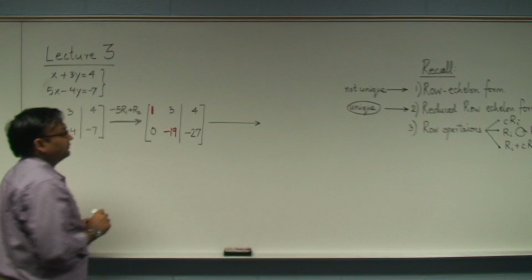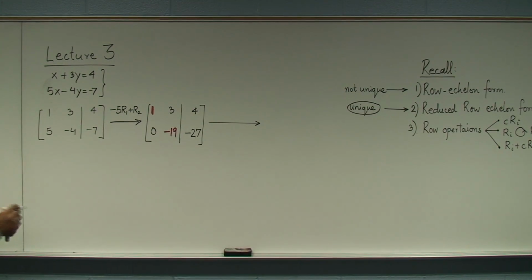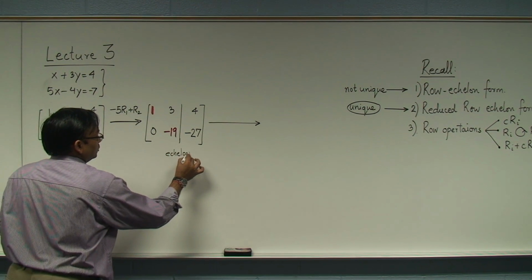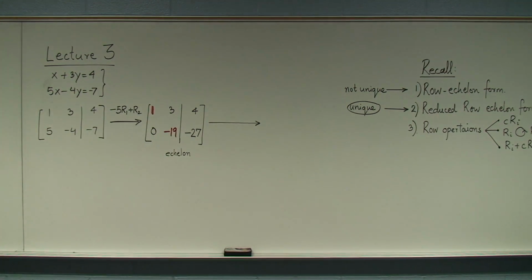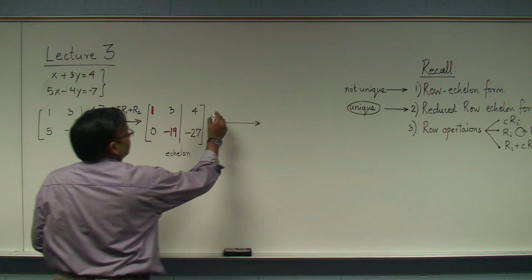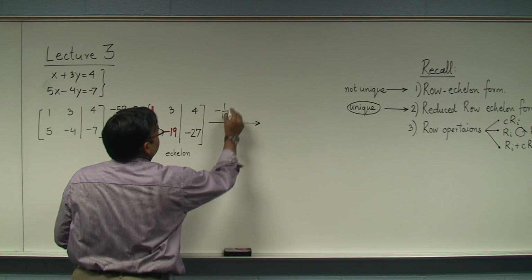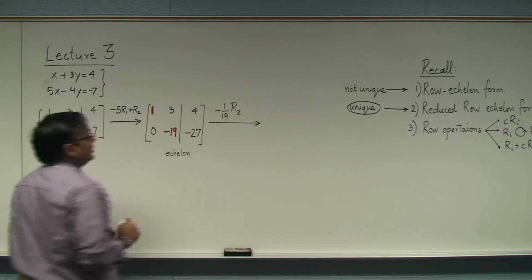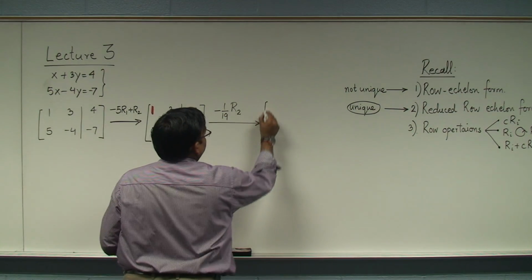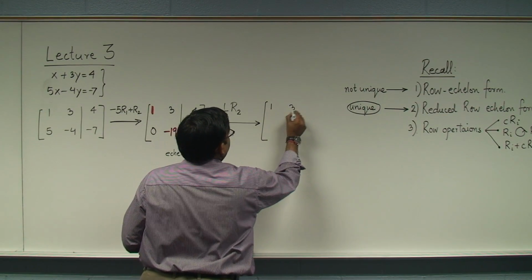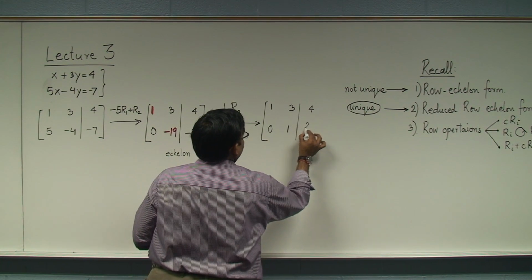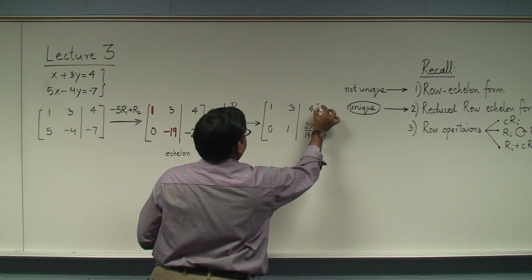row reduced echelon form. Now let us say if I want to go for the row reduced echelon form. Remember, this is echelon. If I want to go for the row reduced echelon form, I need to make this entry 1. So for that I'll use another row operation. I will multiply the entire second row by -1/19 so that I can get this as 1. So this is 1, 3, 4, 0, 1, 27/19.